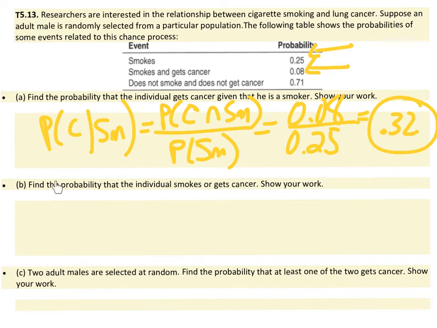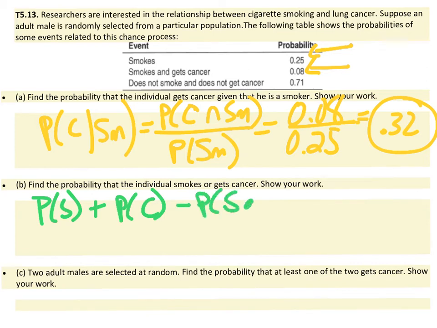Part B, find the probability that the individual smokes or gets cancer. So this is an or probability, so we are talking addition. So I'm going to do the probability that he smokes plus the probability he gets cancer. But I have to back out if there's any overlap or if it's not mutually exclusive. So the probability he smokes and has cancer. If you look at the table to see what we have for this case, the probability that he smokes and has cancer, we do know.